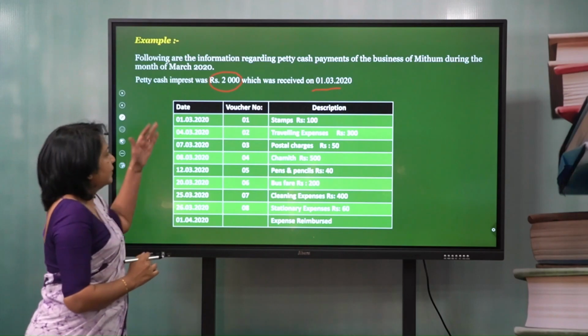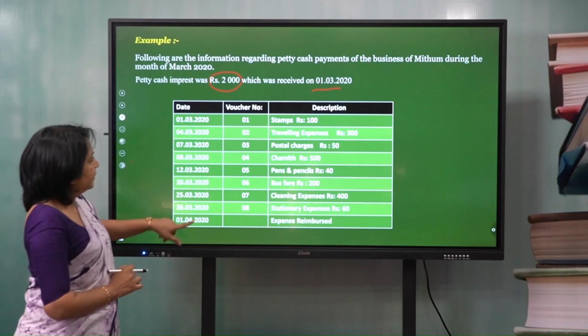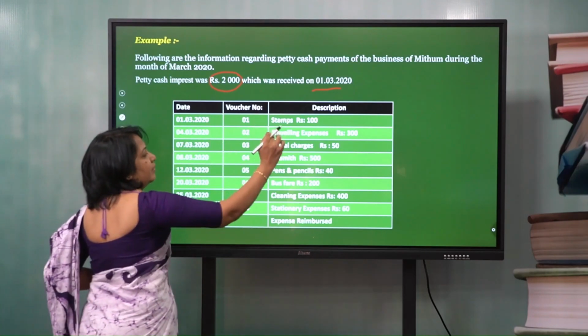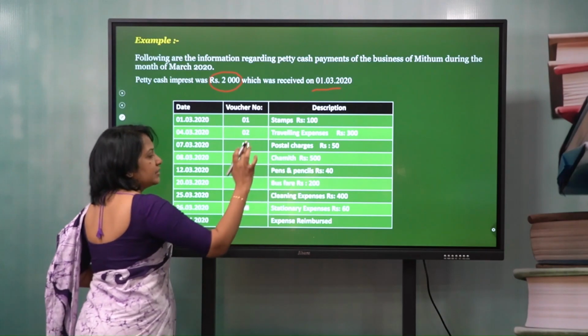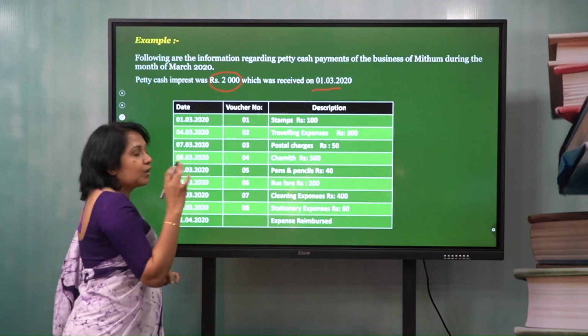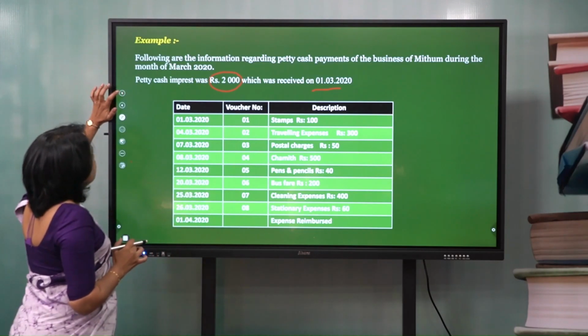And they have given some other expenses also which happened during the month, with dates, voucher numbers, and other details. Here they have given stamps, traveling, postage, cartage, various expenses. So according to these expenses, we have to name the columns also in the petty cash book. We go to the petty cash book and see.